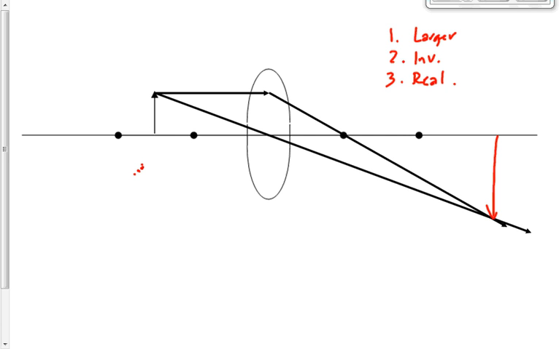It produces an image that's real, that's flipped over, but that's okay, because if the object is upside down, we want it to be flipped over, and it's going to be larger, which is obviously desirable. This is a movie theater screen, right? If you were to look back at the film that's going through the movie theater projector, that film would be upside down. The object would be upside down there. Next one.